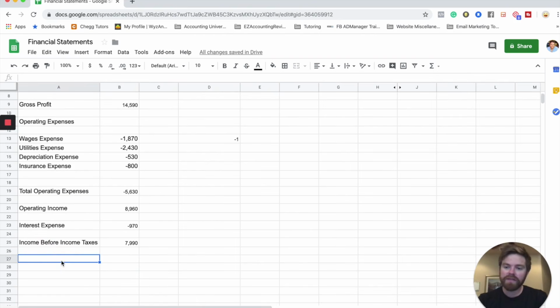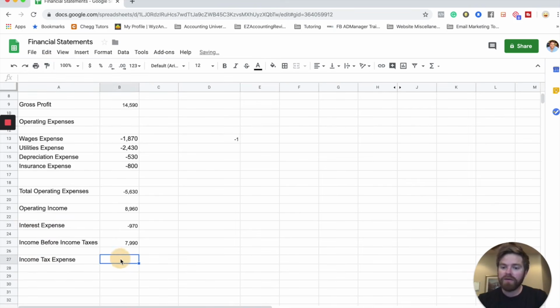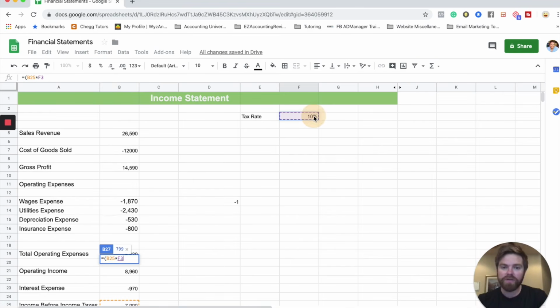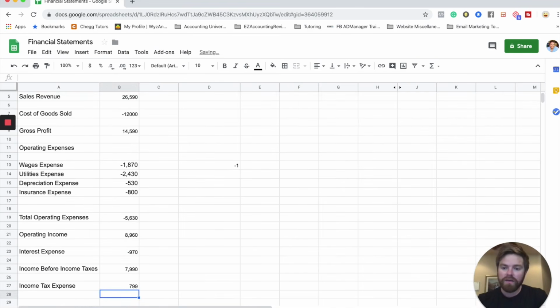Now next, we have our income before income taxes. So I think you can guess what's next, right? We're going to have to go ahead and take out our income tax. And so let's go ahead and do that. Income tax expense is what it's called because we have to get taxed on this income, right? So go ahead and copy that down. And now we're going to do equals. It's going to be this number, and we're going to multiply it times our tax rate, which is right there. And there we go. That's how much income tax we get.